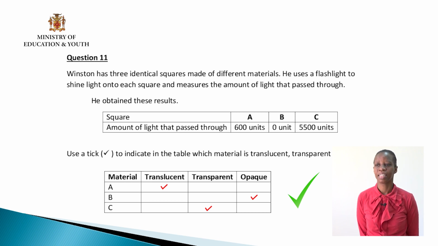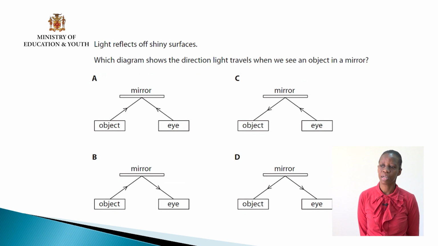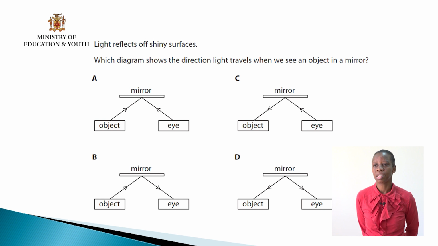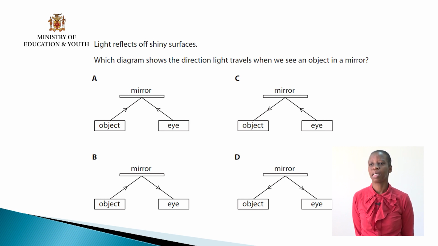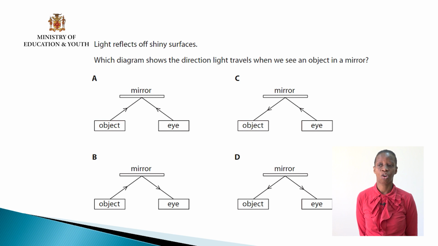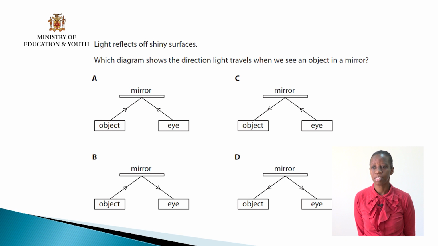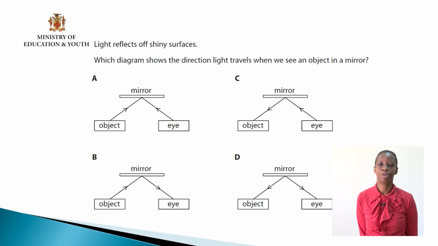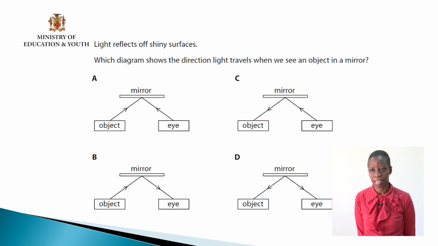You're on your way. All right, here is another question on light, and this one is trying to see what we remember about reflection of light. So you're given some information. Light reflects off shiny surfaces. We know that. Very good. And we're given some diagrams, and we're to look at the diagrams to see which diagram shows the direction light travels when we see an object in a mirror. Okay, so let's look carefully at the diagram.